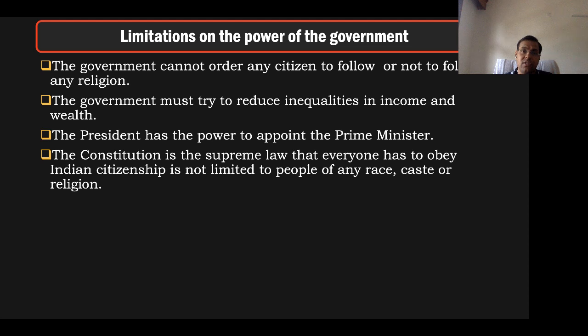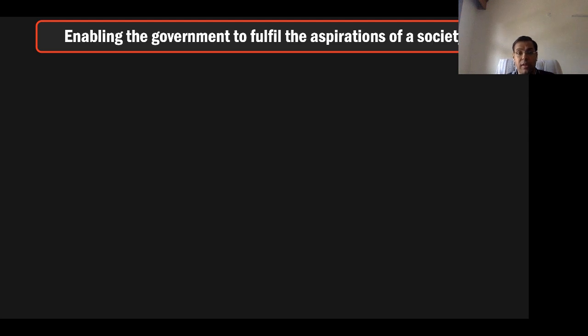So, Indian citizenship is not limited to people of any race, caste, or religion. Remember that. Don't forget that.